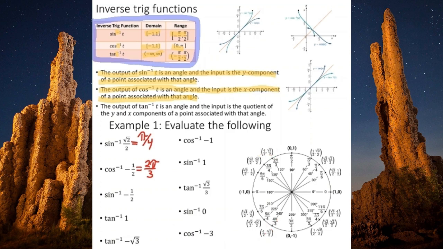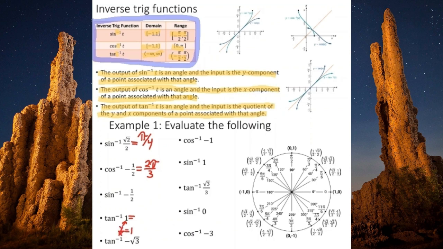Evaluating tangent inverse is a little trickier than sine inverse or cosine inverse. The output of tangent inverse of t is still an angle, but the input this time is going to be the quotient of the y and x components associated with that angle. Suppose I want to evaluate tangent inverse of 1. Because I'm working with tangent inverse, the input of 1 means I'm trying to find a point whose y divided by x will equal 1.